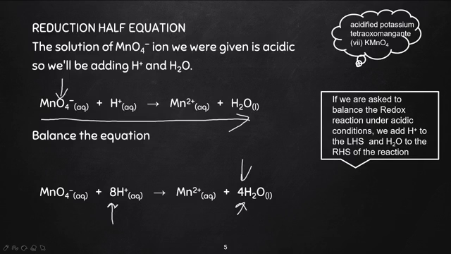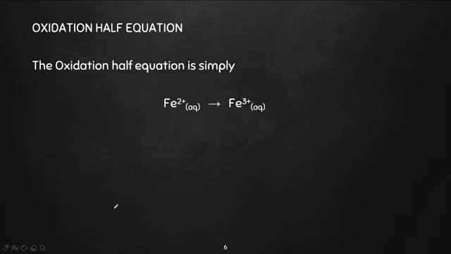Now we've balanced the stoichiometric coefficients of everything: the water, the hydrogen ion, the manganate ion, and the manganese 2 ion. But we've not balanced the charges. So the next step is balancing the charges. But before we go into balancing charges, let's look at the oxidation half equation.